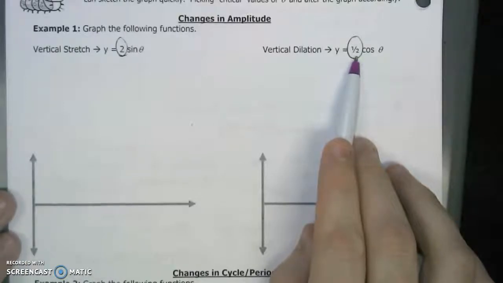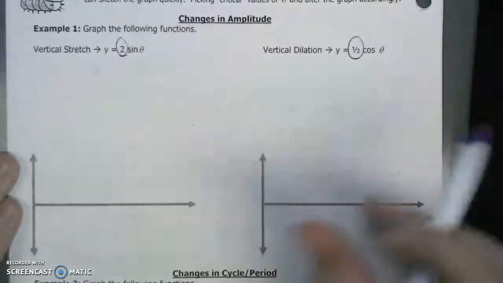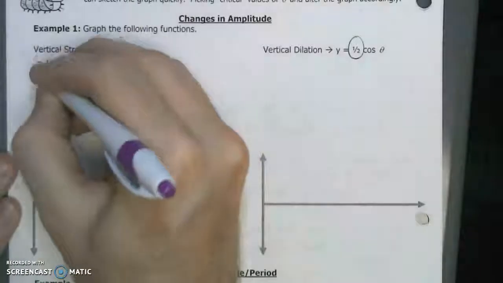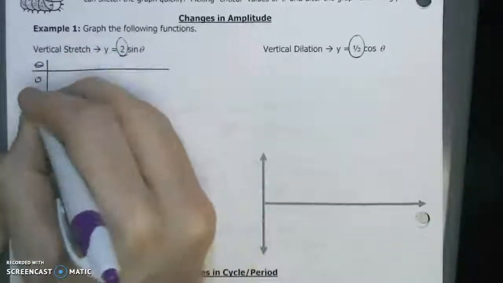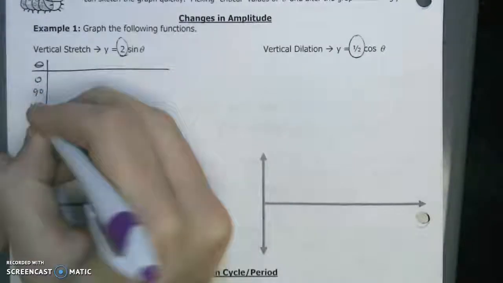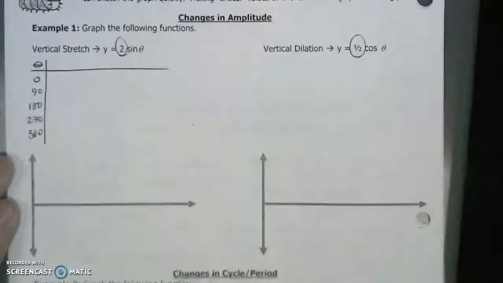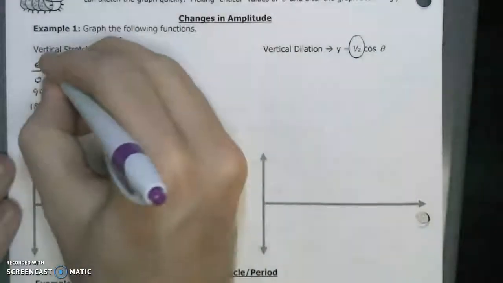You can either go right into making this graph, or you can make a table for it. Let's go ahead and make a table. So we notice that theta is not changing. There's no number on our theta. So we're going to go ahead and put in our normal critical values from our unit circle. So 0 to 360. Then let's go ahead and put our normal sine values.